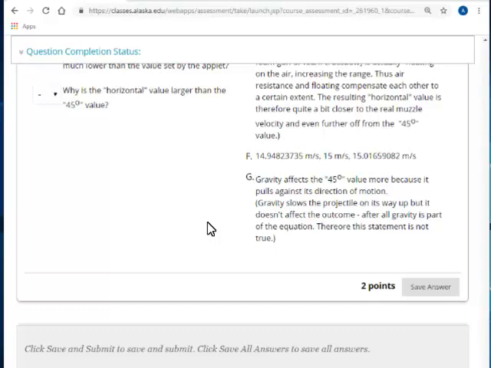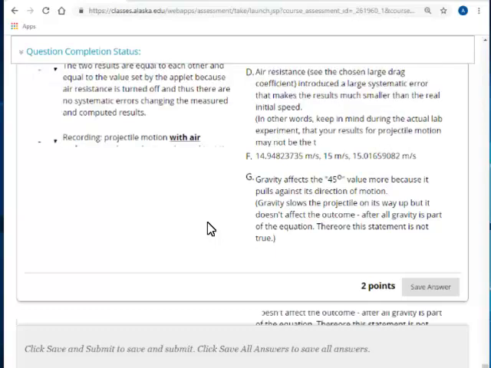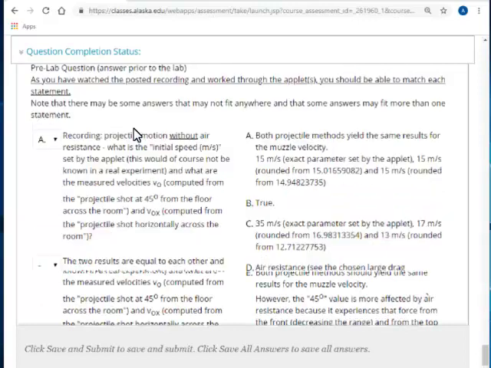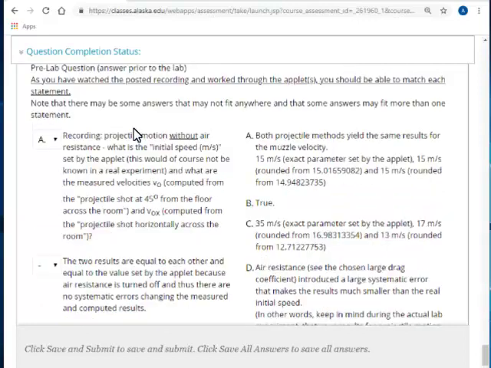And that's what I got for the pre-lab 3 for energy and momentum.